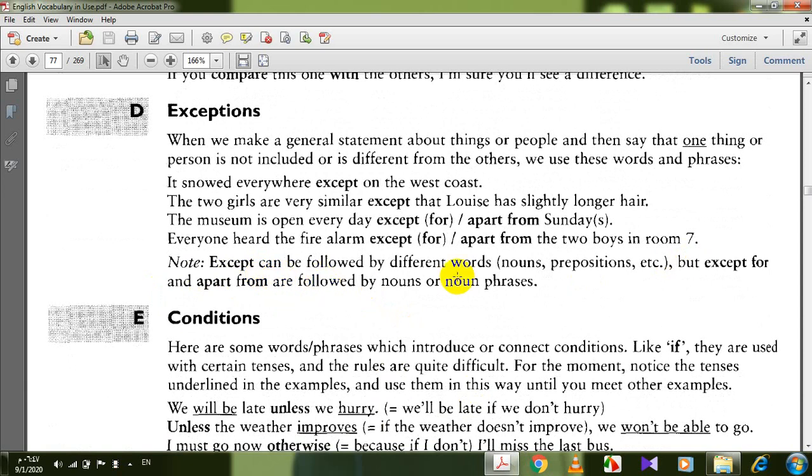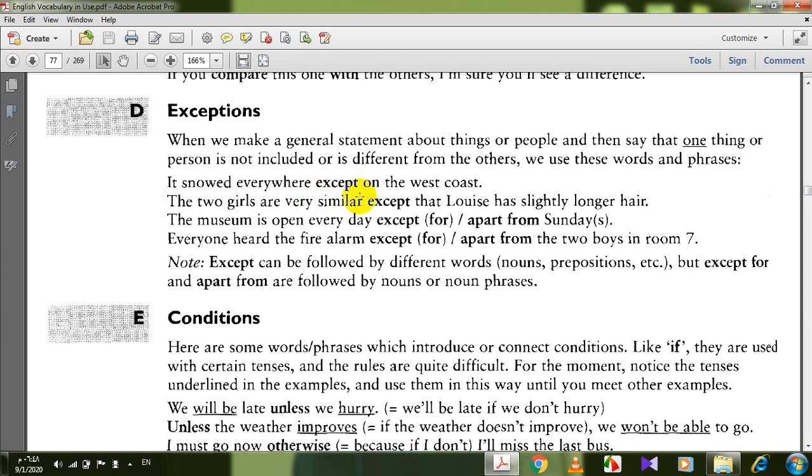except can be followed by different words. Except, nouns, prepositions. Good. Except Rami, except Ahmed, except that Lewis has blah blah blah, except on the west. Except, we can say except in, for example, he lived in different countries, or he lived in many countries, except in America. He lived in different countries. He lived in all countries in the world. He lived in many countries.